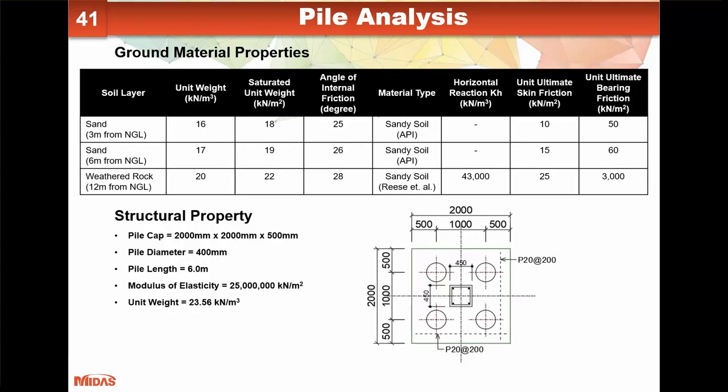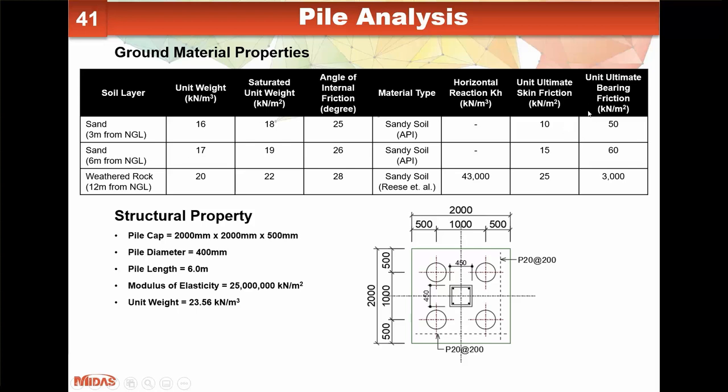So let's now go to the input parameters that we're going to use to analyze the pile. Assuming that we have a 3-layer soil with these ground material properties: sand with a skin friction of 10 kPa and 50 kPa bearing capacity.